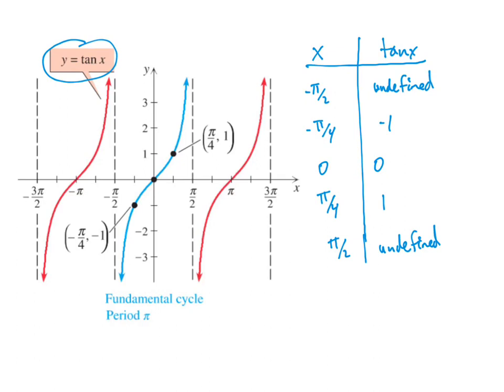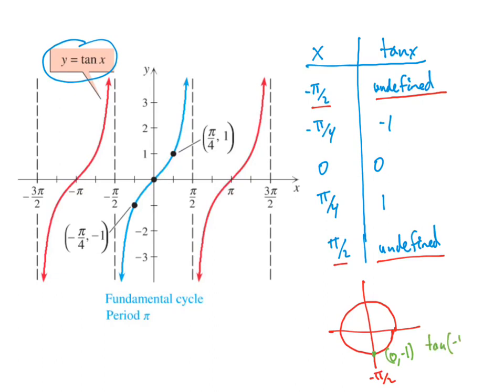Now what we notice is that at negative pi over 2, the tangent function is undefined, and at pi over 2, it's also undefined. And this is coming from the unit circle. So at negative pi over 2, the coordinates are 0, comma, negative 1. So tangent at negative pi over 2, well, tangent is the y value over the x value, so it's negative 1 over 0. Well, when we divide by 0, that's how we get an undefined value. So that's where these values are coming from.